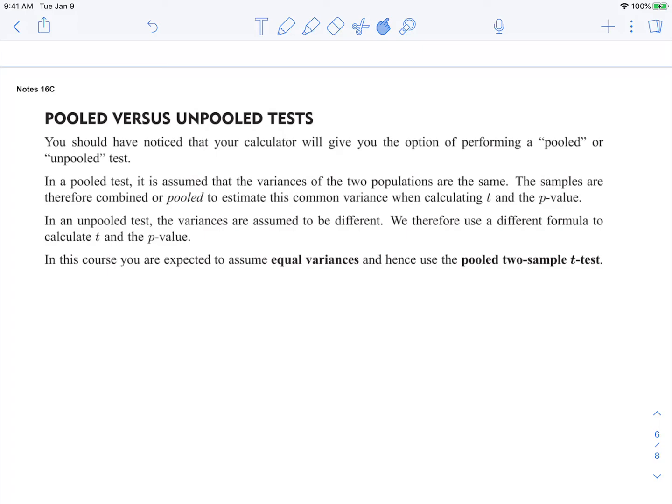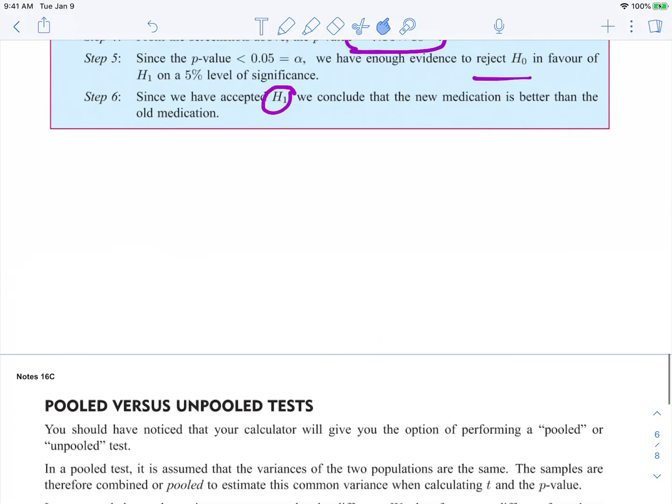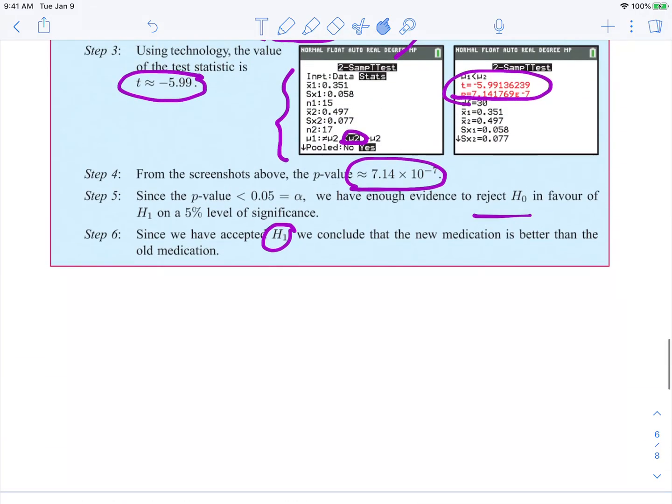In this course, we are expected to assume equivalent variances, and hence we will be using the pooled two-sample test. So that's what you need to know, to use in our course, the pooled two-sample test, which when we look at our calculator, we would default with the yes.